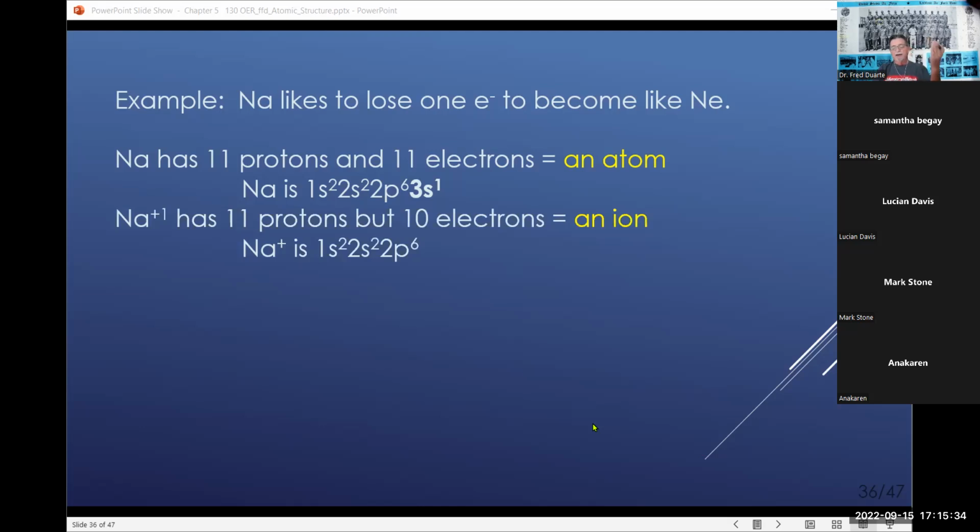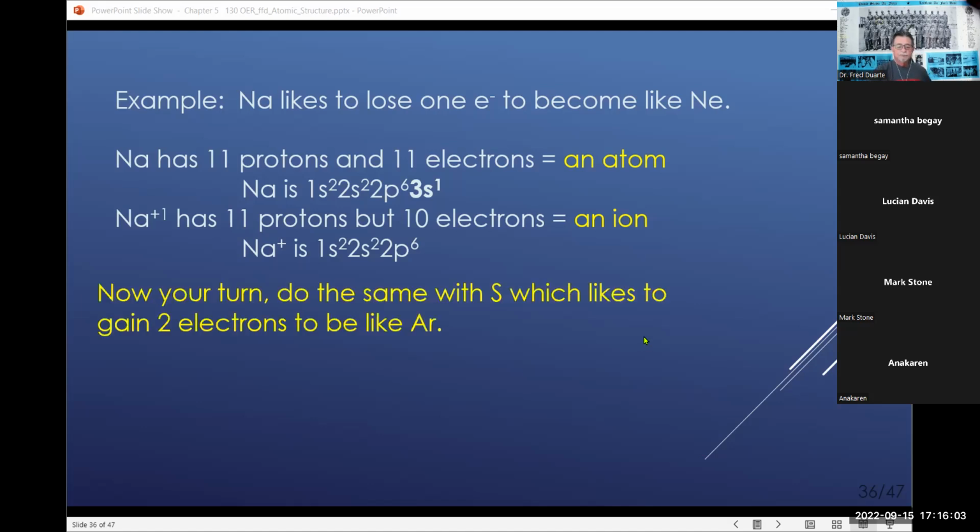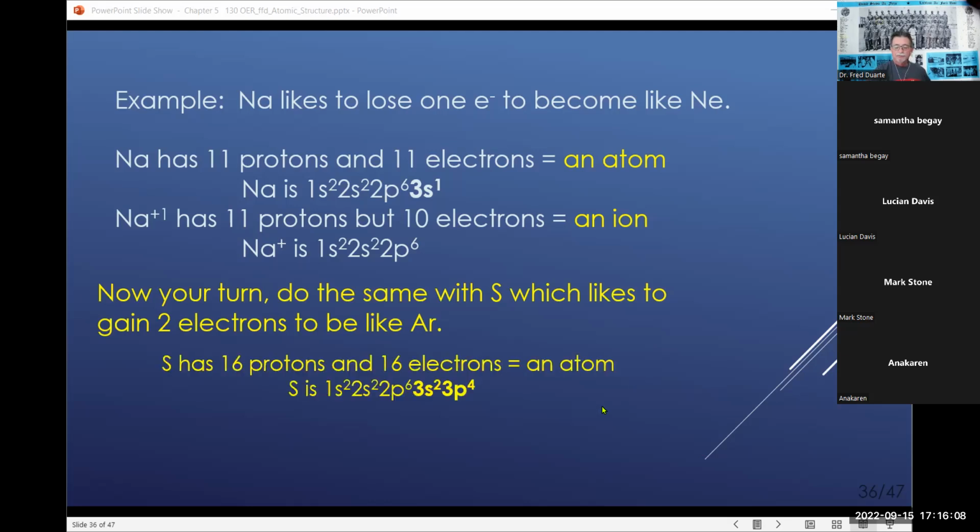And so now I have 11 positives and 10 negatives. 10 positives and 10 negatives cancel out. I have 1 positive left over, and that is my charge, positive 1. Its electron configuration now has 2s2, 2p6 as the new outermost shell, the new valence electrons, which has 8, hence it's stable.